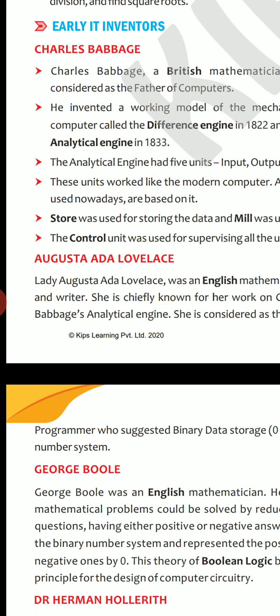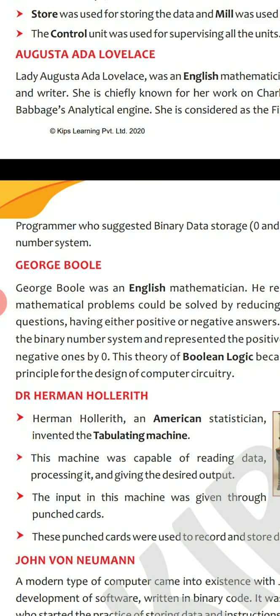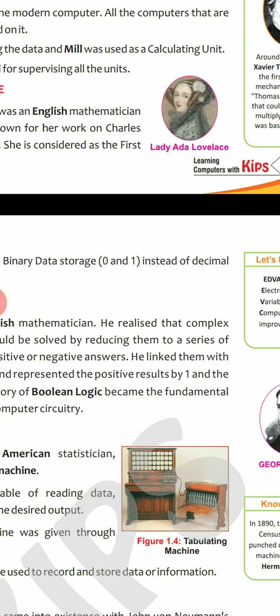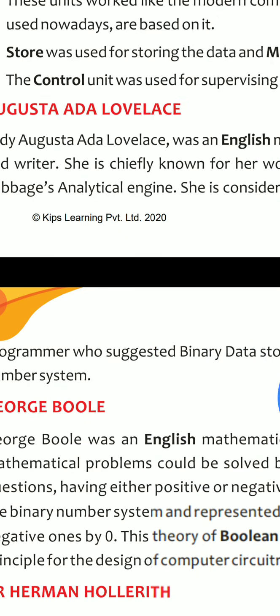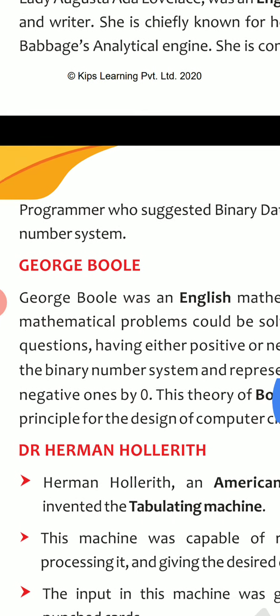The next one is Augusta Ada Lovelace, that is, Lady Augusta Ada Lovelace is the full name of this lady. She was an English mathematician, and she worked on the analytical engine which was prepared by Charles Babbage, and she became the first computer programmer.